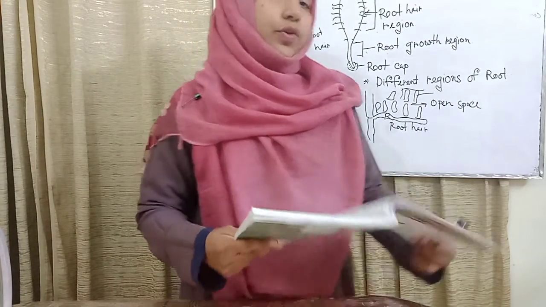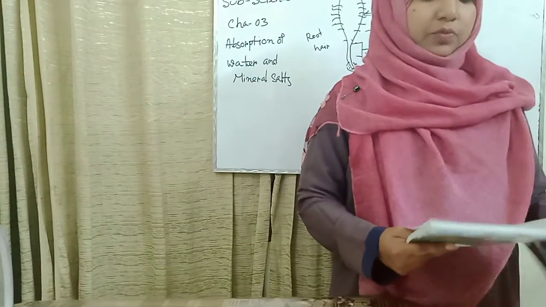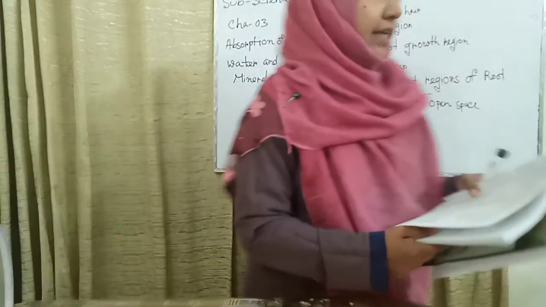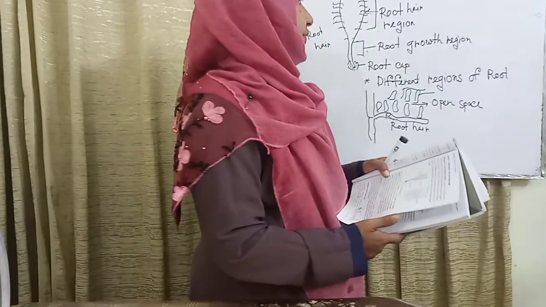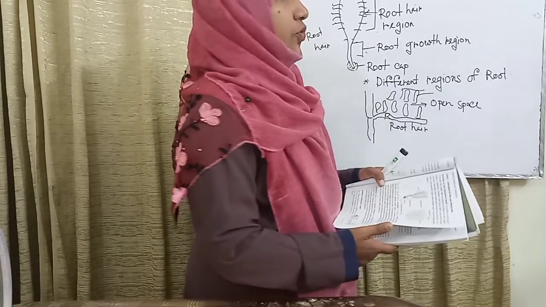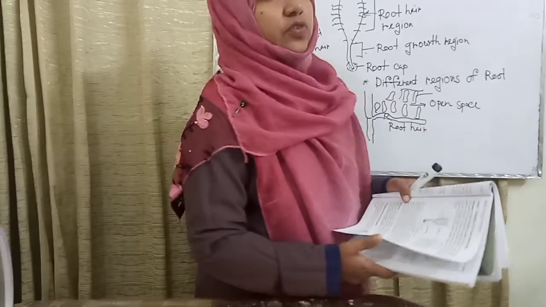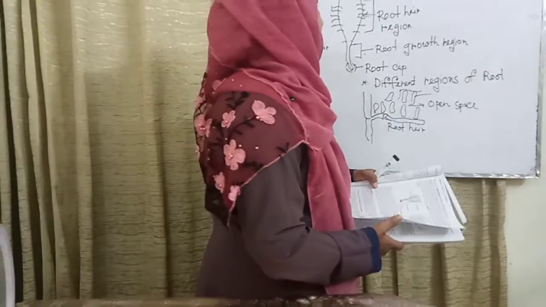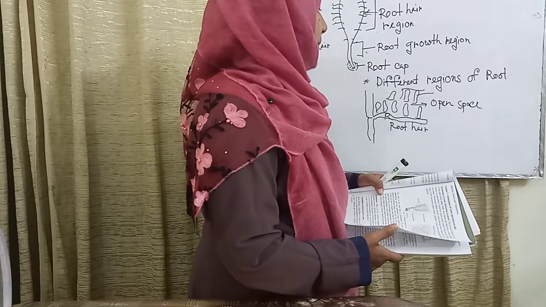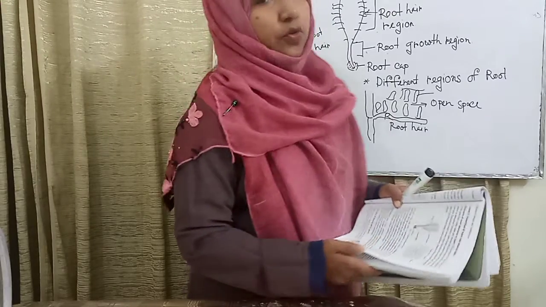My dear students, today I also explain the absorption of water and mineral salts. Here I draw the root hair region, root growth region, root cap and the different regions of root. Here are the different regions of root. I also explain the capillary water, open space and the root hair.